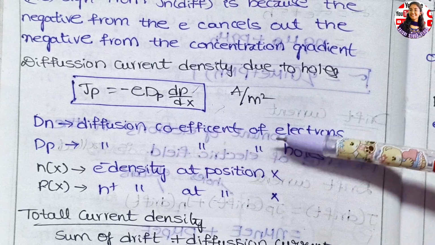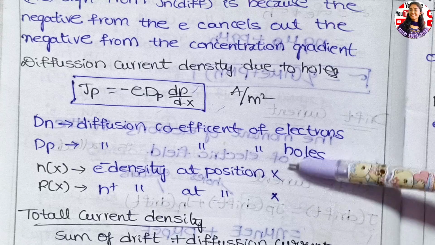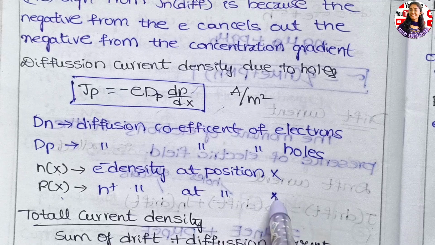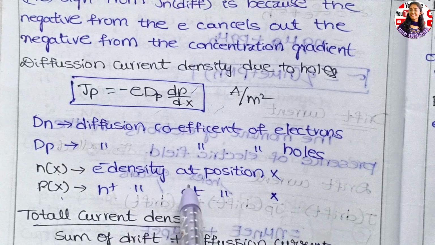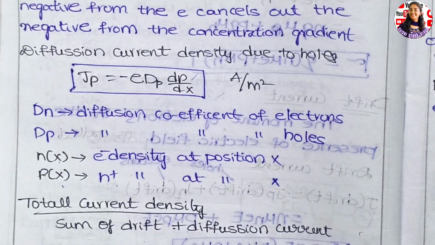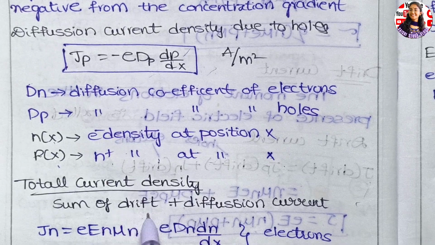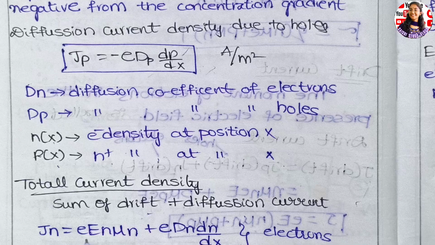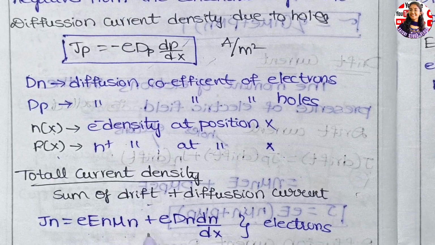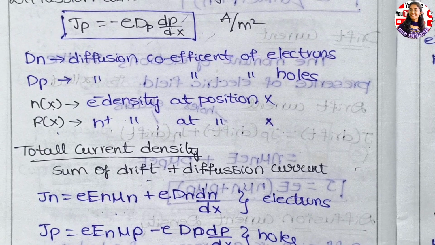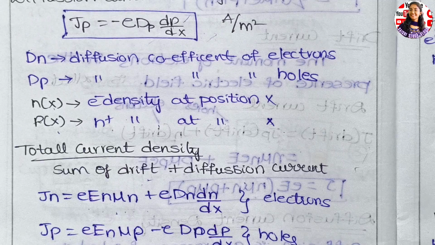So Dn is the diffusion coefficient of the electrons, Dp is the diffusion coefficient of the holes, and n(x) and p(x) are the electron density at position x and hole density at position x. So for the total current density, here we have two currents: one is the drift current and the other is the diffusion current. We already learned about what is meant by drift current and their formulas in the n type and the p type. So e mu n is the formula for the n type and this is for the p type. So this is the total current density.